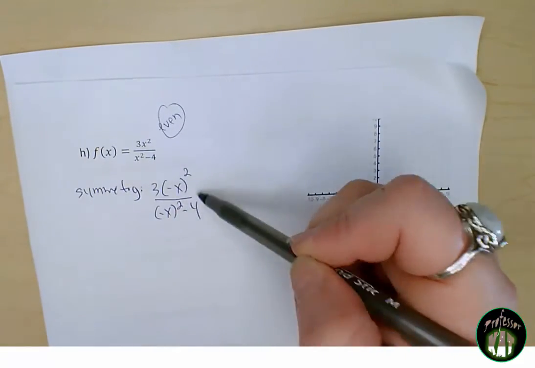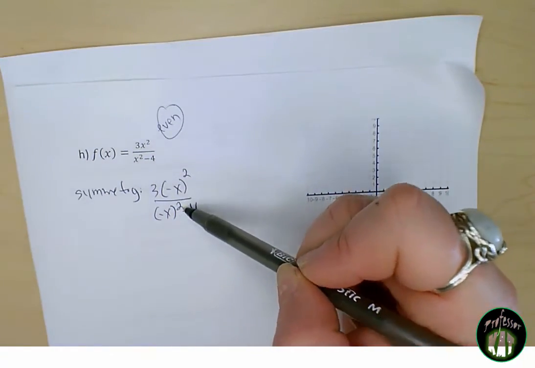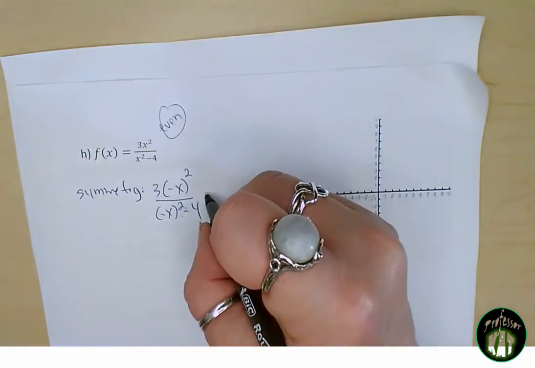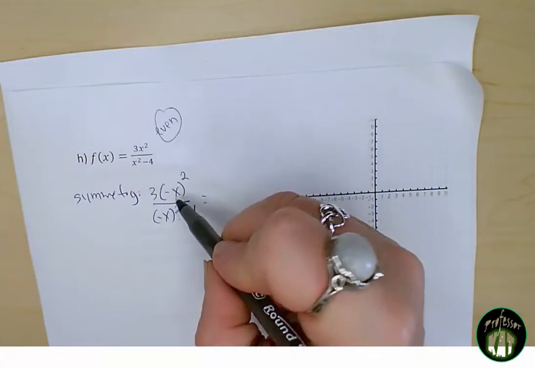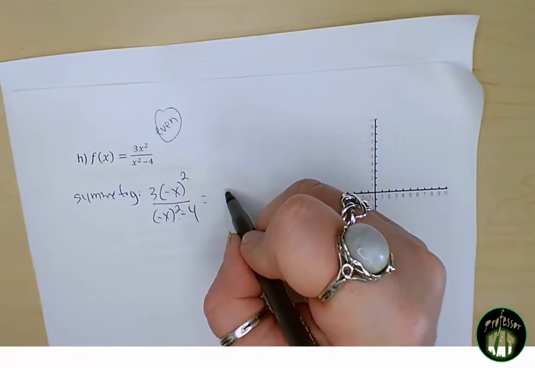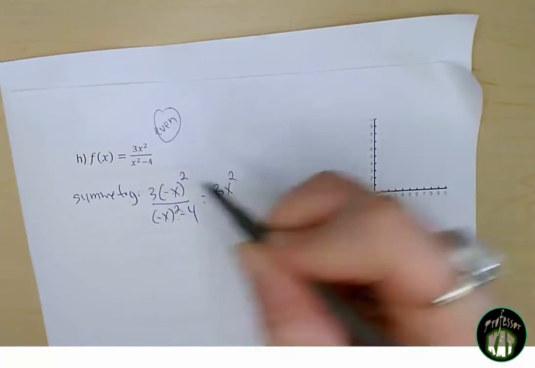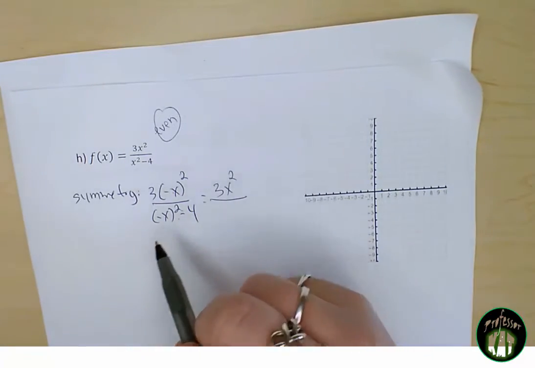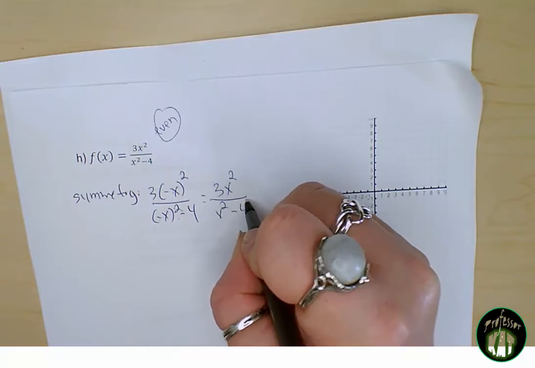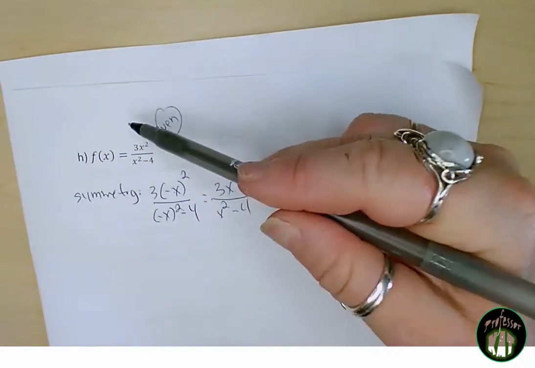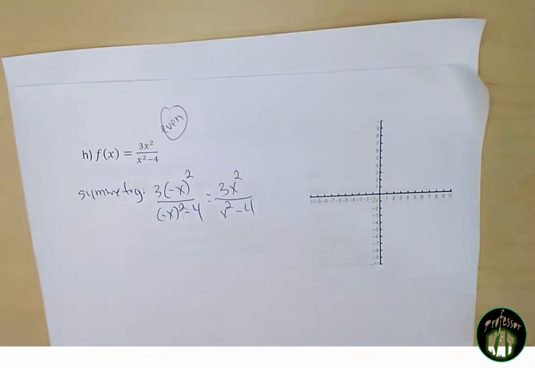Now this is f of negative x. Simplify it. Will it equal your original function? Now when I simplify this, here we have negative x squared. Well, negative x times negative x is x squared. And we have that 3 in front. Same thing in our denominator. Negative x times negative x is x squared minus 4. So we do get the same thing as our original function.